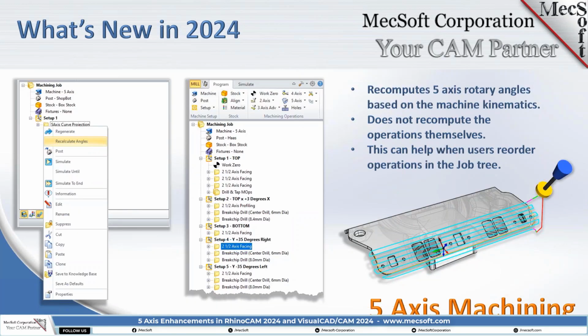Touched upon this briefly. The reason we do the recalculate angles is if the user had changed the order of operations. It's not necessarily for setups; even if you had just one setup with multiple operations in it, and you had changed the order of the operations by dragging and dropping, let's say, and you didn't want to redo the simulations once you reordered the toolpaths, then you had a problem because the 5-axis machine angles were all based on where the previous operation had left off.